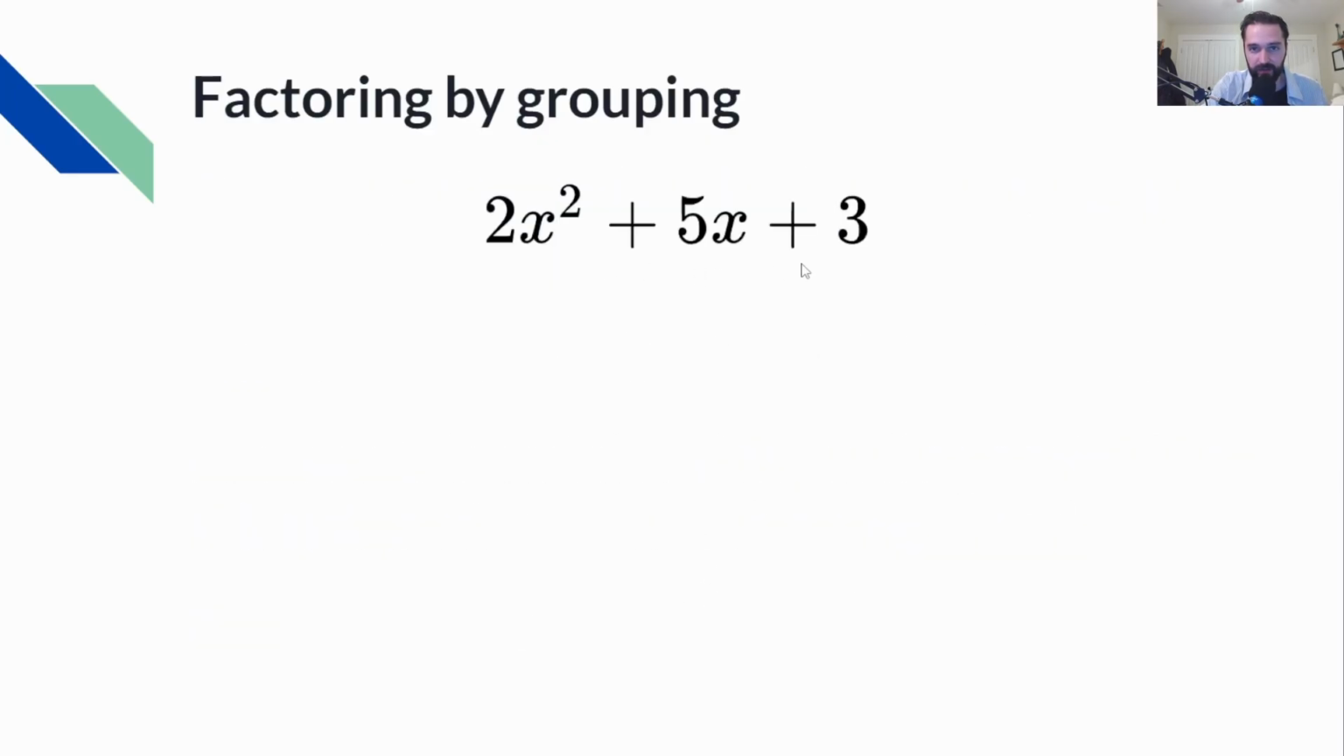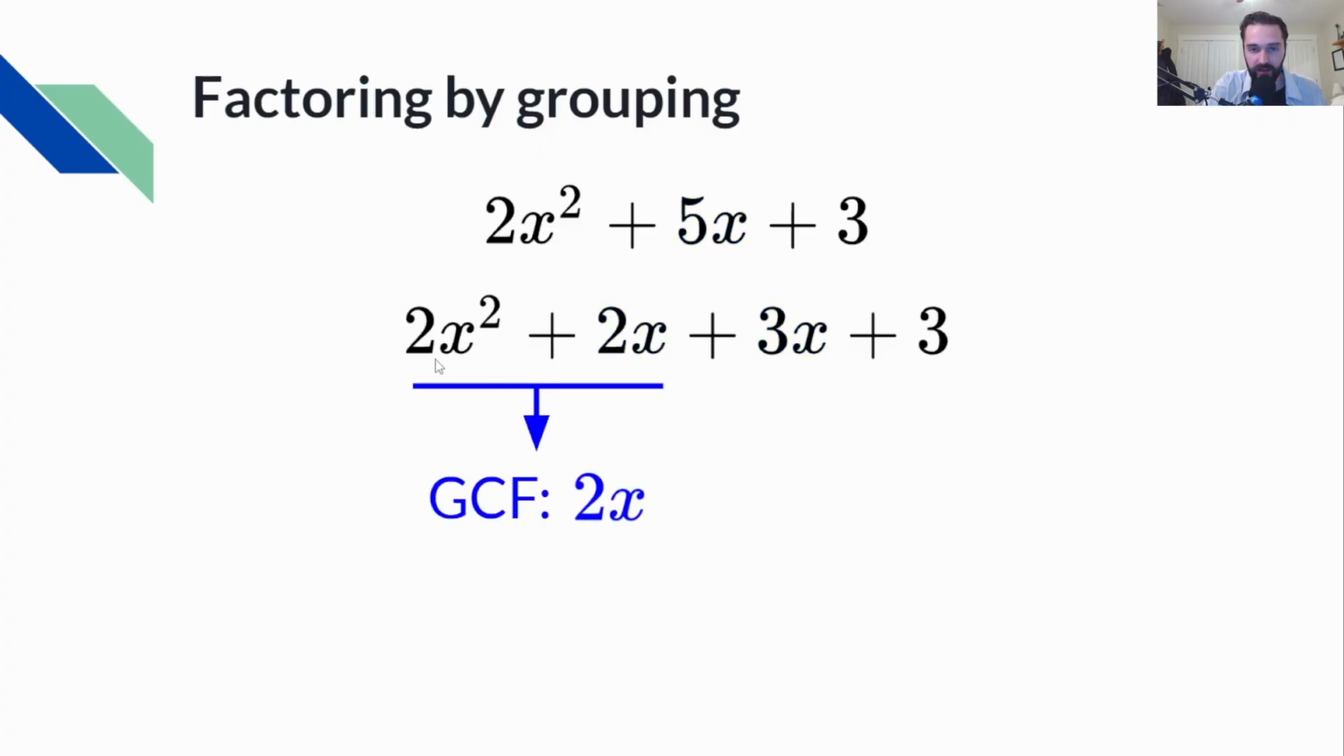Let's take this to the top of the screen and use it as an example to show what factoring by grouping is. Let's take a look at this middle term here, 5x. Let's split that into 2x plus 3x in blue here. Then let's look at these two terms, 2x squared and 2x. Those terms have a GCF of 2x. And these two terms have a GCF of 3. This is why it's called factoring by grouping. We're grouping these two terms together and factoring them, and then grouping these two terms and factoring them.